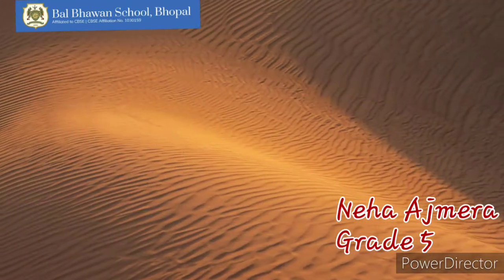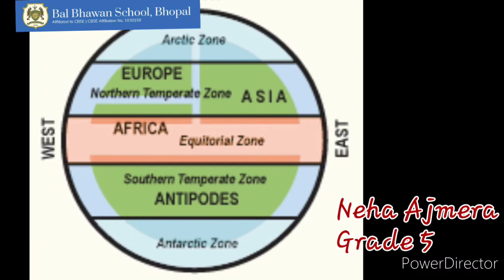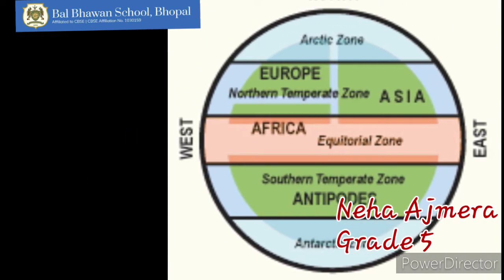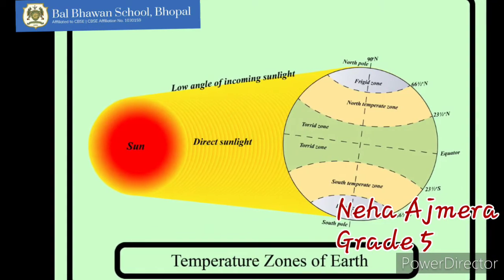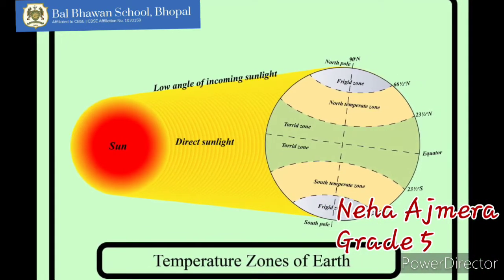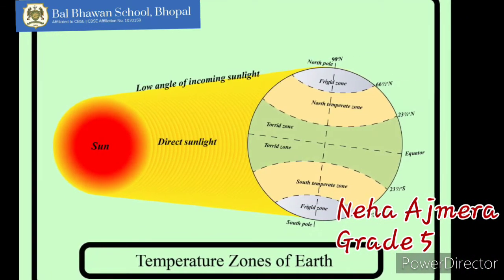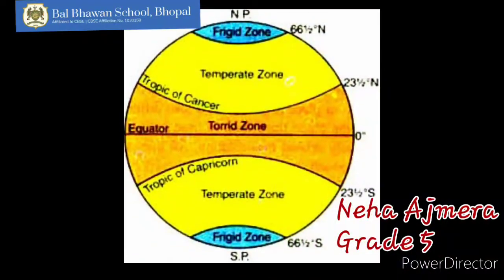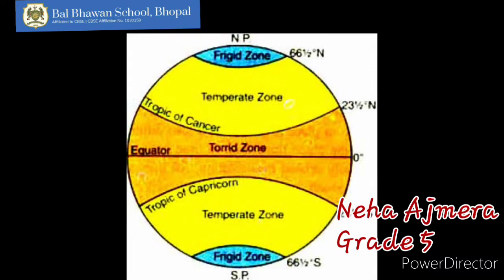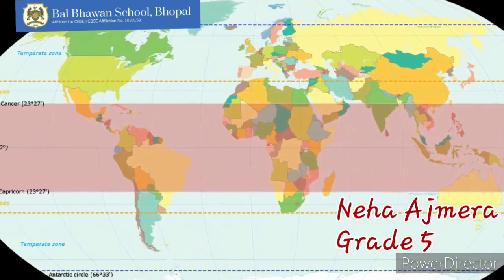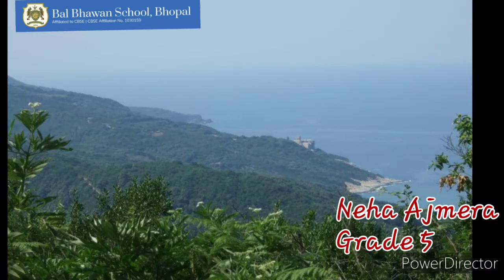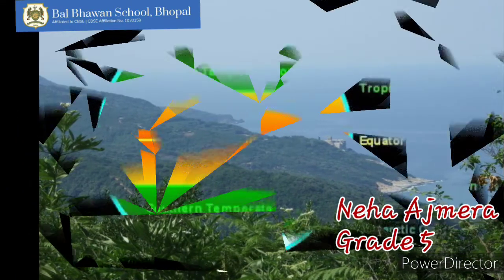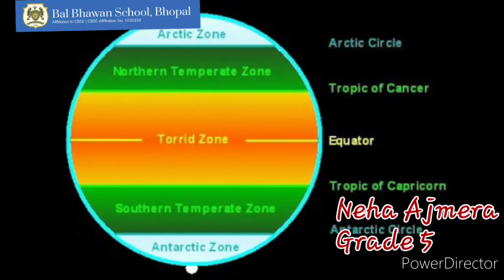Now, second is the temperate zone. The areas lying between the torrid zone and the frigid zone in both the hemispheres are called the temperate zone. This is called the temperate zone because it is neither very hot nor very cold. The zones are away from the equator and also away from the poles. This is the reason why they are not very hot and not very cold.